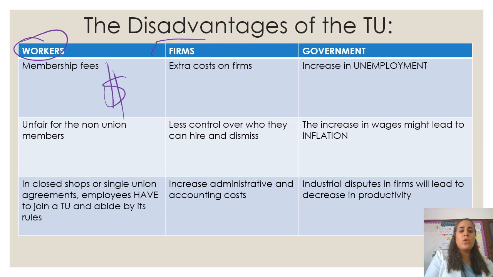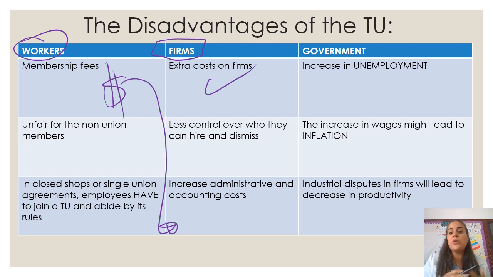To the firm, how is it bad? Since the firm would have to accept the wage claims, which is the increase in wages, this would be an extra cost on the firm. And also, it would have less control over who they can hire and who they can dismiss because they would always be negotiating with the trade union. They do not have the final say. And finally, increase in administrative and accounting costs since the firm has to collect the membership fee and hand it to the trade union. So they would have to hire more workers in order to collect the membership fee.